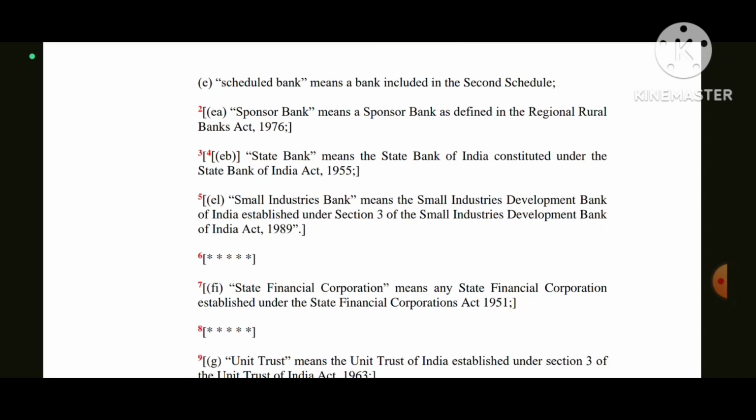You might know that a Regional Rural Bank is funded by the sponsor bank, and also the state government, along with the central government. So sponsor bank means sponsor bank as defined in the Regional Rural Bank Act 1976. The next clause is EB. State Bank means the State Bank of India constituted under the State Bank of India Act 1955.